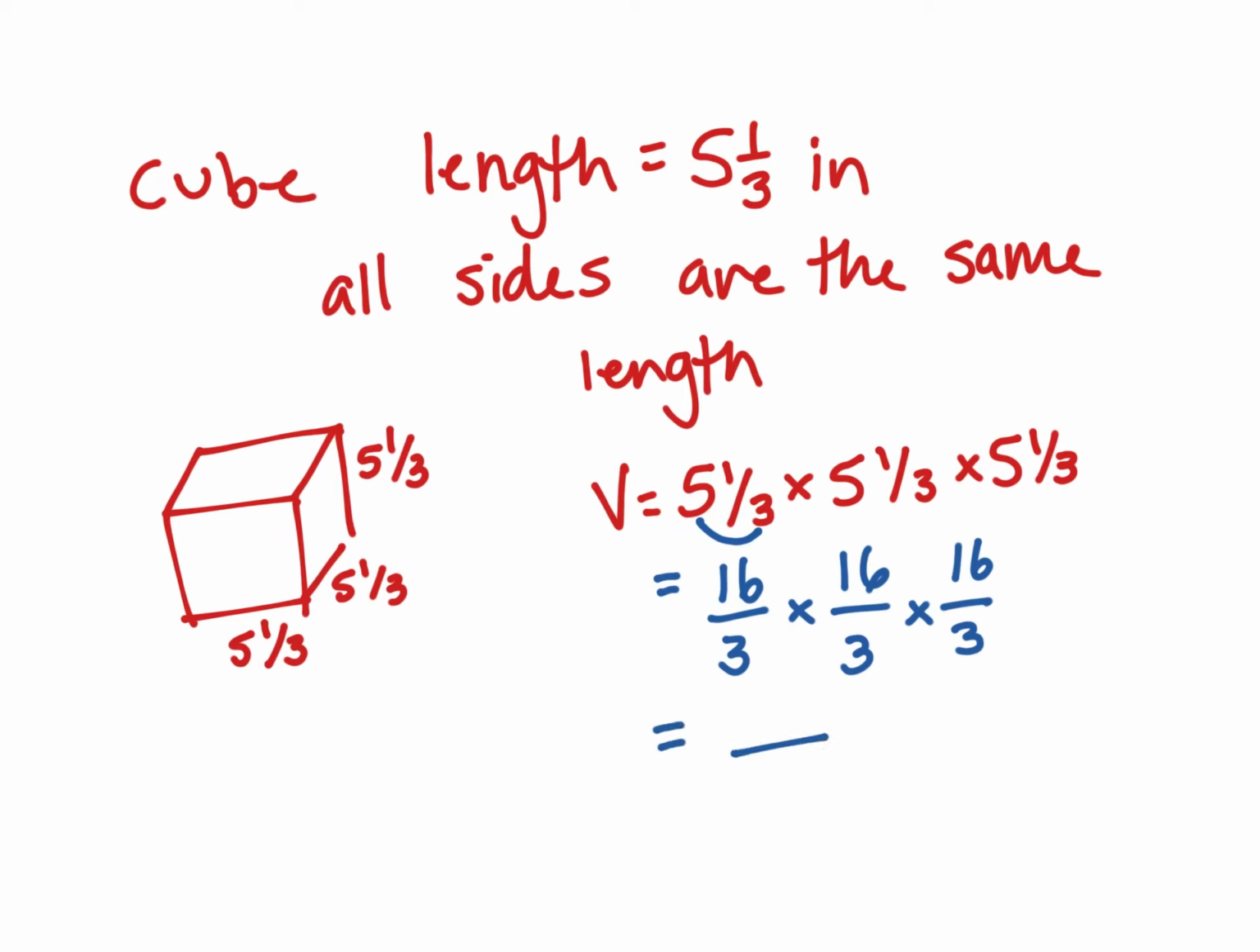Okay, and 16 times 16 times 16 is 4,096. And 3 times 3 times 3 is 27. It was measured in inches originally, so our units are inches cubed.